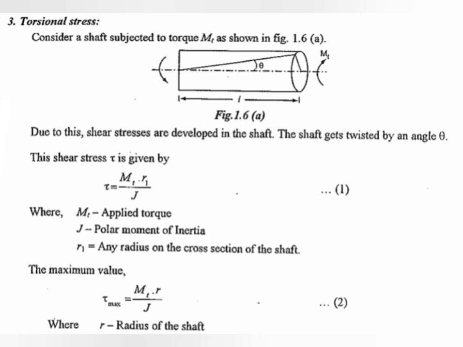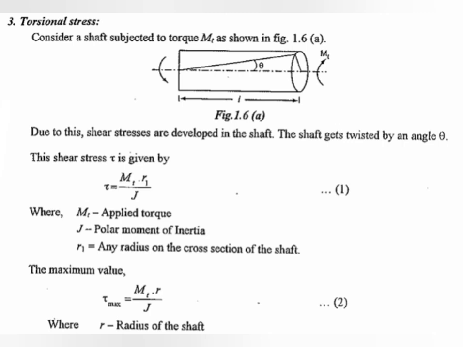Next is torsional stress. Suppose a body is subjected to a moment. We are giving a moment or a torsional load. It will twist, right? That torsional load will cause a torsional stress due to twisting. Due to this, shear stresses are developed in the shaft. For torsional stress, we know shear stresses are the stresses developed in the shaft. At an angle theta, there will be a shear stress due to the twisting from the given torsional load.